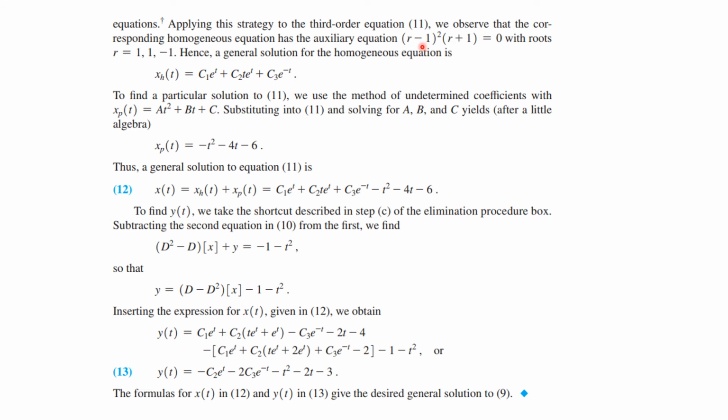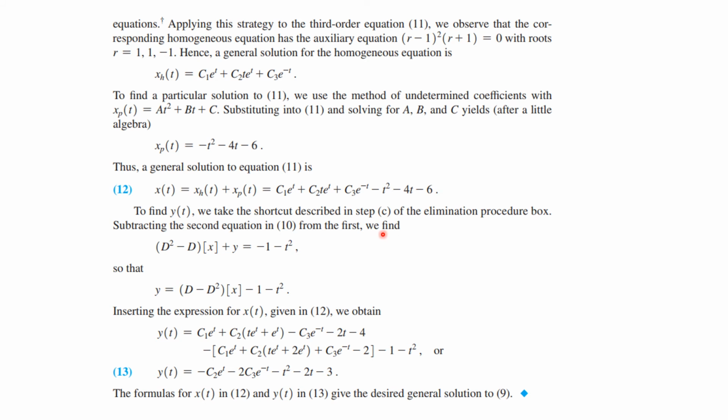Our auxiliary polynomial, characteristic equation, is (r minus 1) squared times (r plus 1), and so that says these are the roots. So the general homogeneous solution for x will be a linear combination of e to the t, t e to the t, and e to the minus t. I guess that's a good review for the final. So to find a particular solution, we can annihilate this other side, and we find out the particular solution is minus t squared minus 4t minus 6, and we add those two together and we know what x is now.